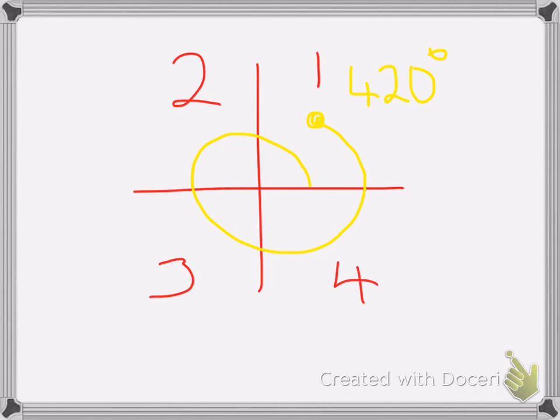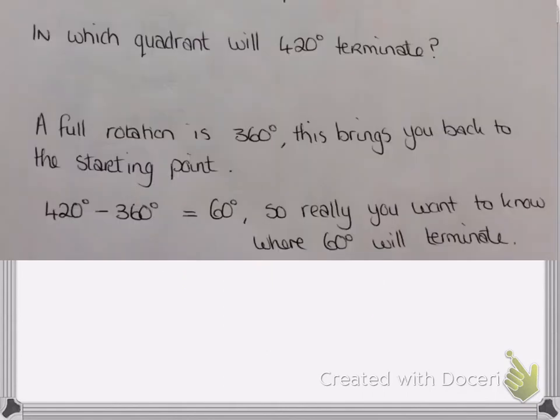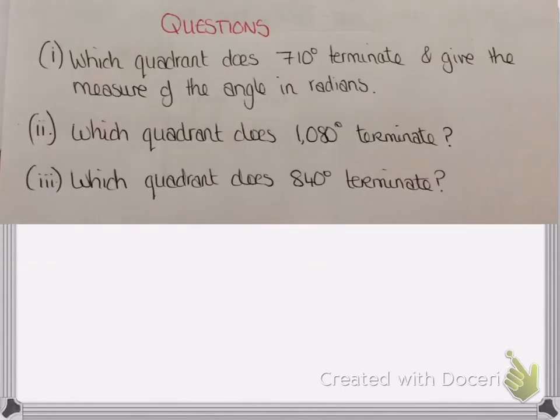So the quick method was to continue to subtract 360, and that told you the angle that you ended up with. And straight away then you can see which quadrant 60 degrees lies in, because that would be the same as 420. Here are the following questions. Pause the video, follow the questions, and then look at the solutions.